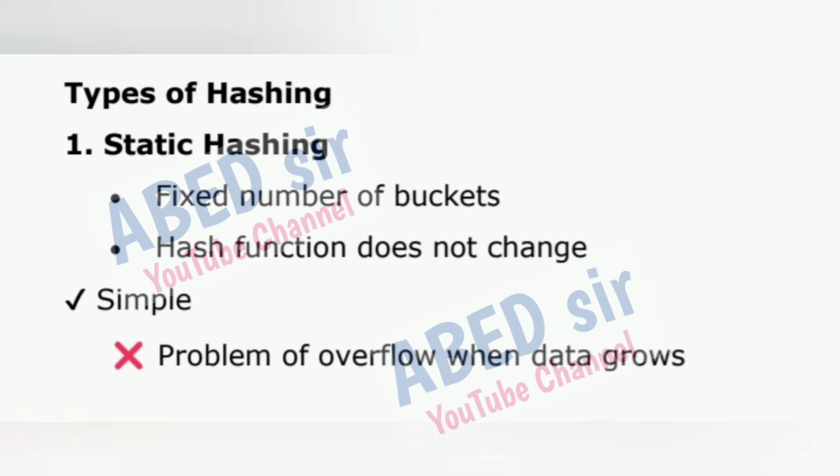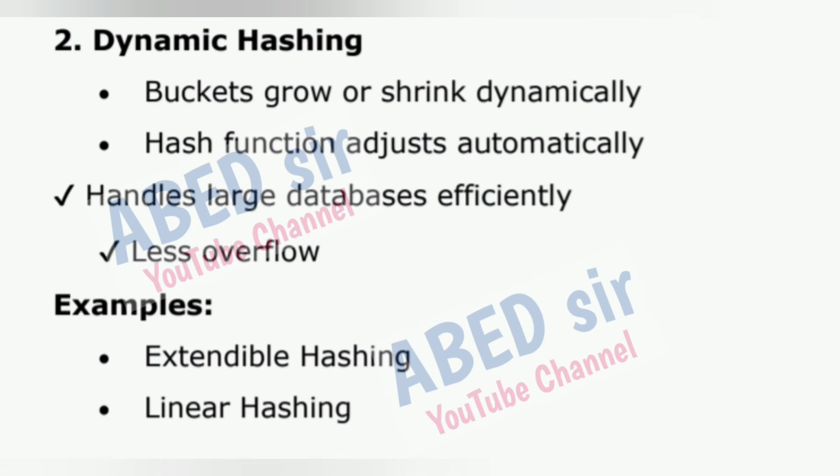Types of hashing. 1. Static hashing. Fixed number of buckets. Hash function does not change. Simple. Problem of overflow when data grows. 2. Dynamic hashing. Buckets grow or shrink dynamically. Hash function adjusts automatically. Handles large databases efficiently. Less overflow. Examples. Extendable hashing.